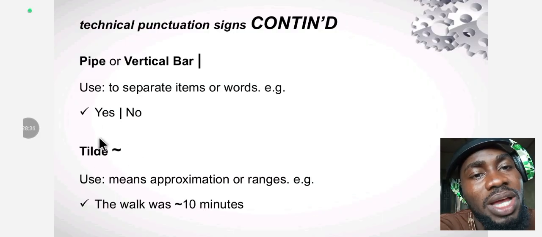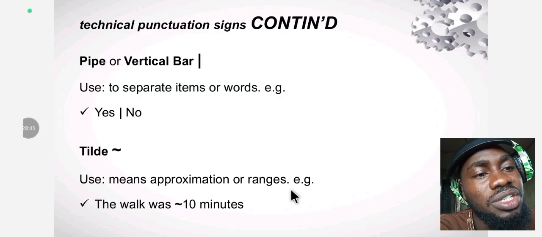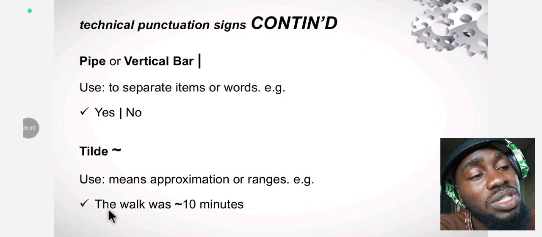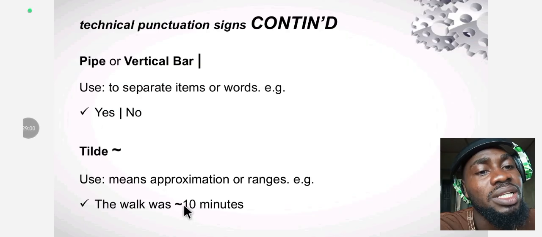The next we have here is tilde. Okay, tilde. This is the sign of tilde. And what is it used for? Means approximation or ranges. For example, you know approximation in mathematics now. To show approximation, okay, is the approximation sign. The work was approximately ~10 minutes. The work was approximately 10 minutes.